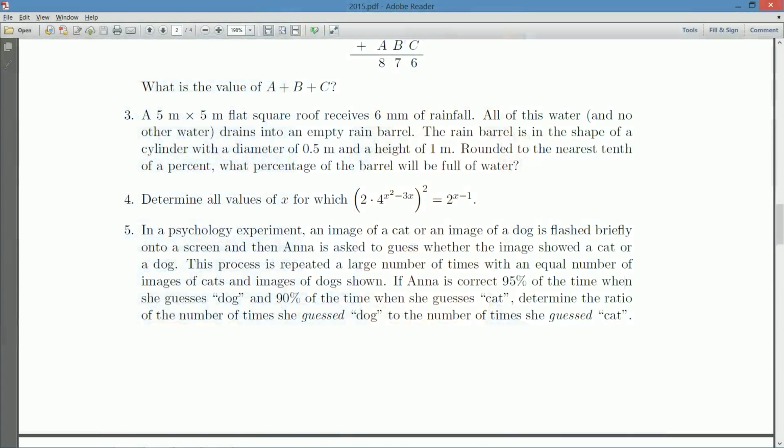We're up to question number 3, so let's have a look at what that question has to say. Okay. A 5 meter by 5 meter flat square roof receives 6 millimeters of rainfall. Okay, the first thing I'm noticing is that these units do not match up.